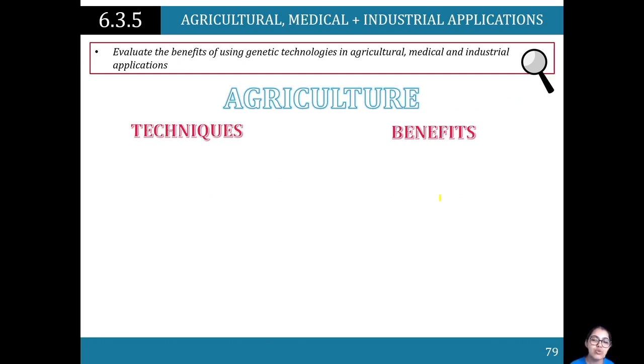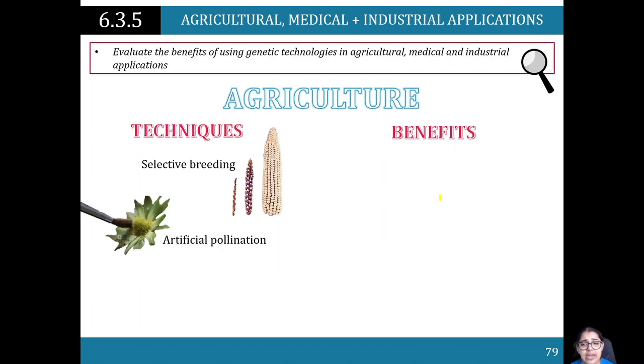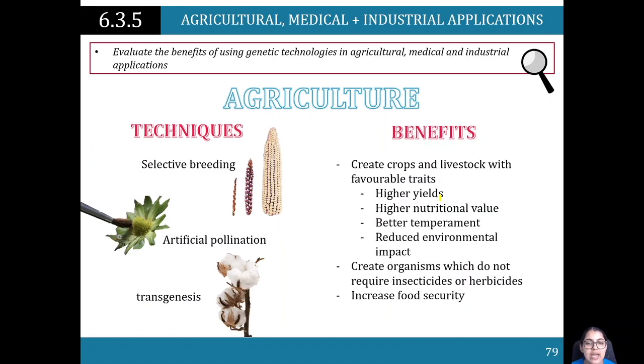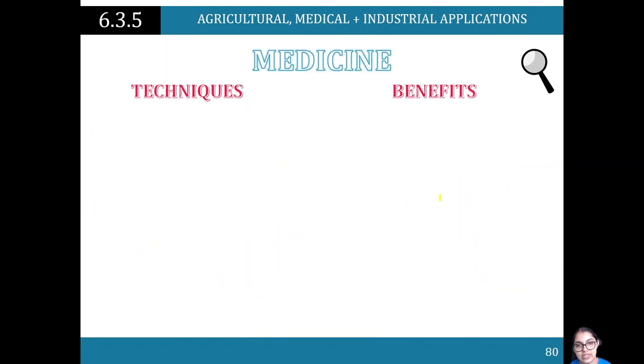So agricultural techniques and benefits. Techniques include selective breeding, artificial pollination, transgenesis. Benefits are that it leads to the creation of crops and livestock with favorable traits, high yields, high nutritional value, better temperament, and also reduced environmental impact. They can create organisms which do not require insecticides or herbicides, and it increases food security.